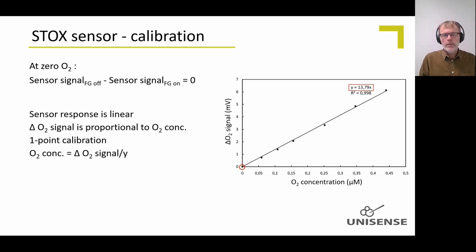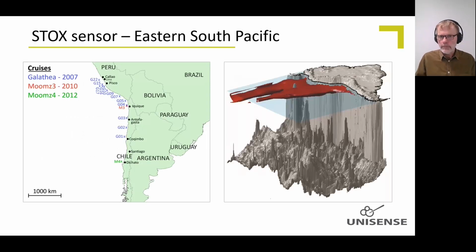So very simple calculation. I'll show you some data from some cruises I participated in way back, a long time ago, along the coast of Chile and Peru in the eastern southern tropical Pacific. It's known for its oxygen minimum zone. This is shown here in red. So this is a big cloud of oxygen or low oxygen waters floating around just outside the coast of South America and stretching out into the Pacific.